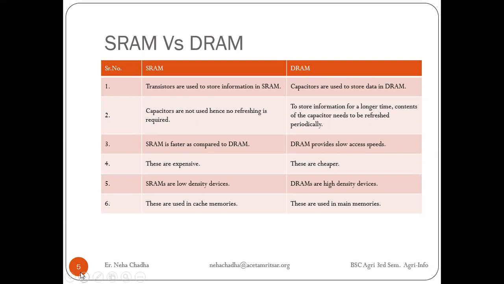SRAM is low density, whereas DRAM is high density. SRAM is used in cache memory, whereas DRAM is used in main memory.